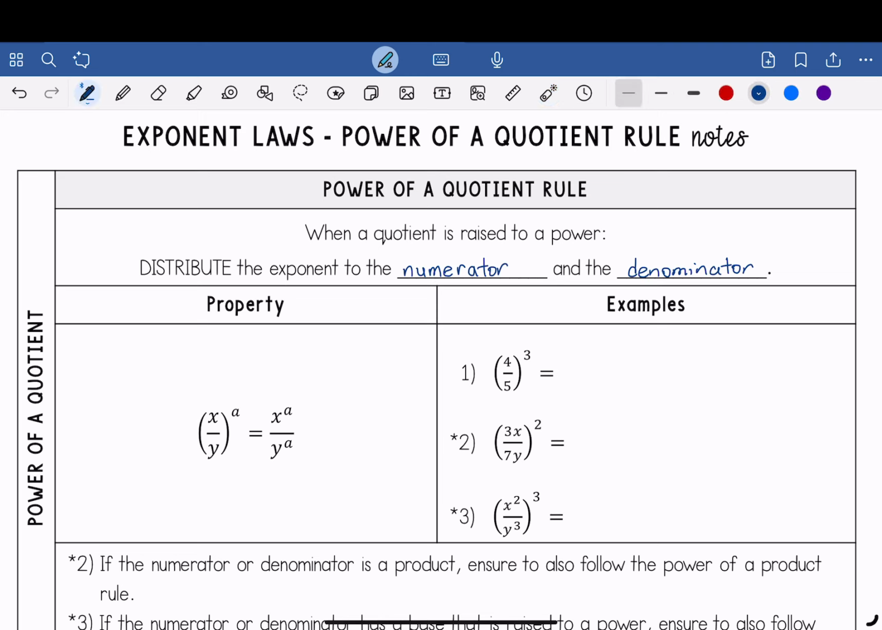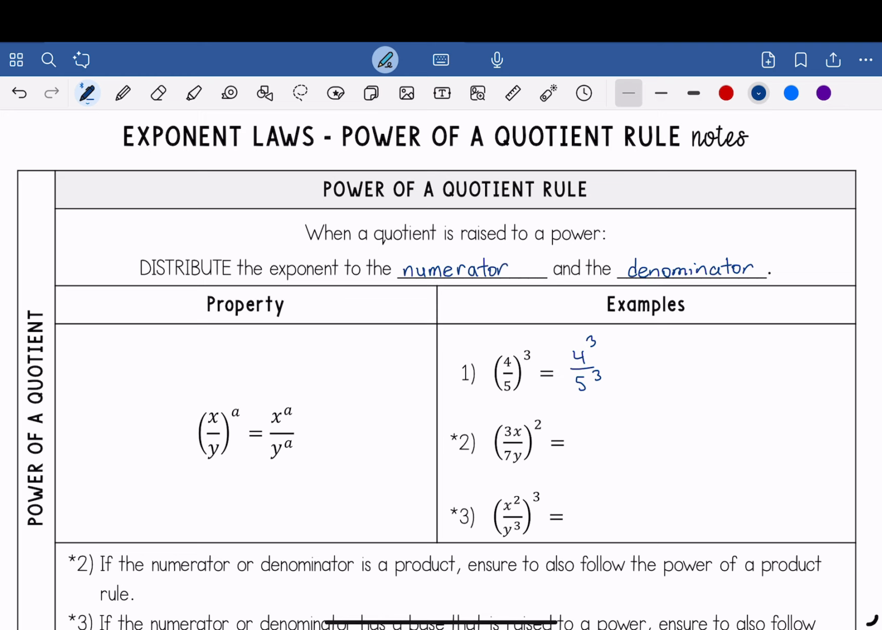So let's do example number 1. We have 4 divided by 5 to the power of 3. So now it will be 4 to the power of 3 divided by 5 to the power of 3. Let's look at example 2.